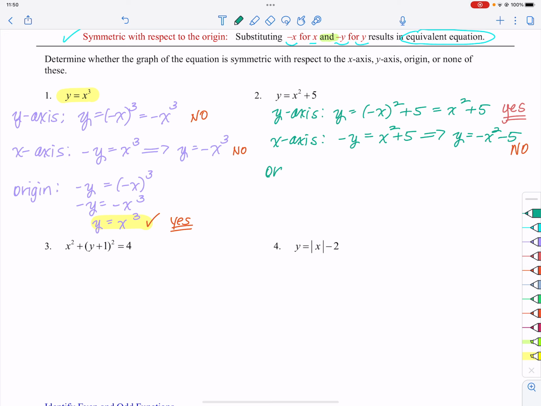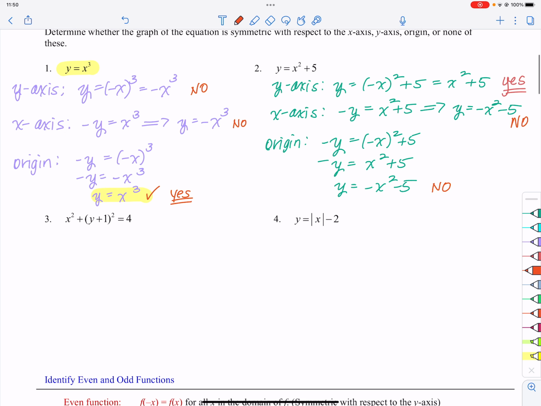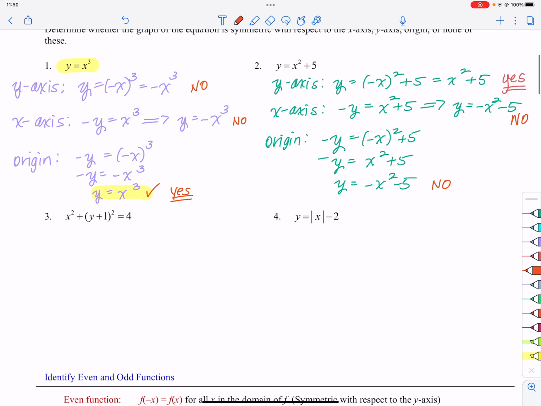And with respect to the origin, we will replace y with negative y, x with negative x, and see what we come up with. And that is a no. Okay, and let me highlight this yes with what we had, okay?